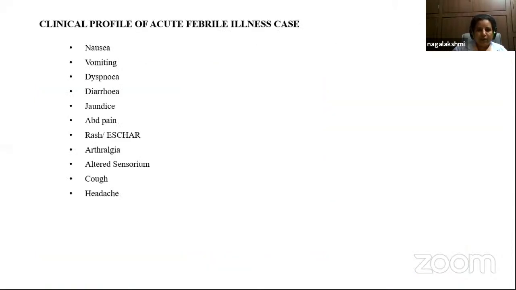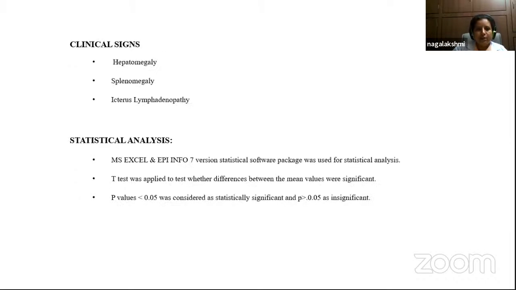The clinical profile of acute febrile illness cases includes nausea, vomiting, dyspnea, diarrhea, jaundice, pain abdomen, rash which is eschar, arthralgia, altered sensorium, cough, and headache. Clinical signs include hepatomegaly, splenomegaly, pedal edema, and lymphadenopathy. Statistical analysis was done by MS Excel and Epi Info 7 statistical software package, where a t-test was applied to test whether differences between the mean values were significant. P values less than 0.05 were considered statistically significant, and P greater than 0.05 insignificant.